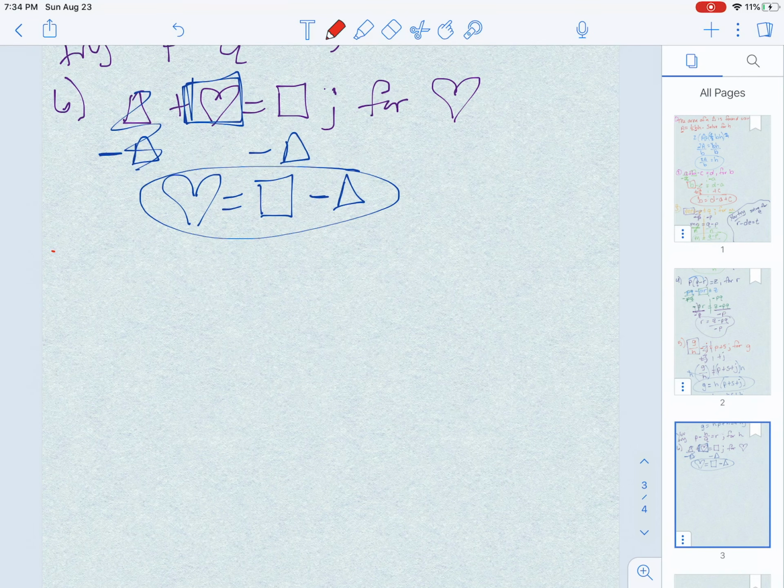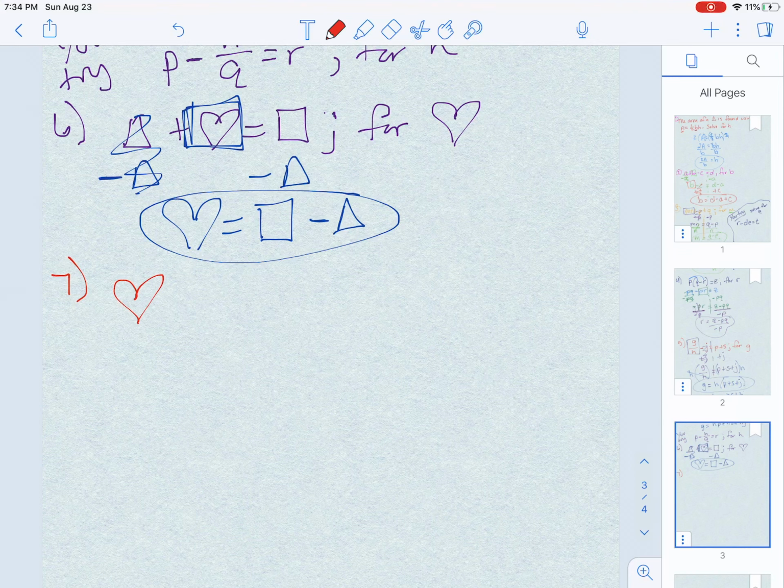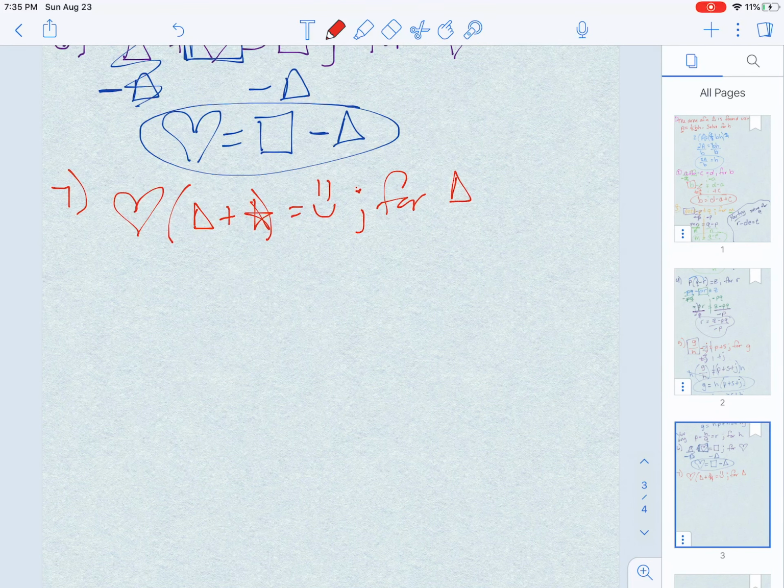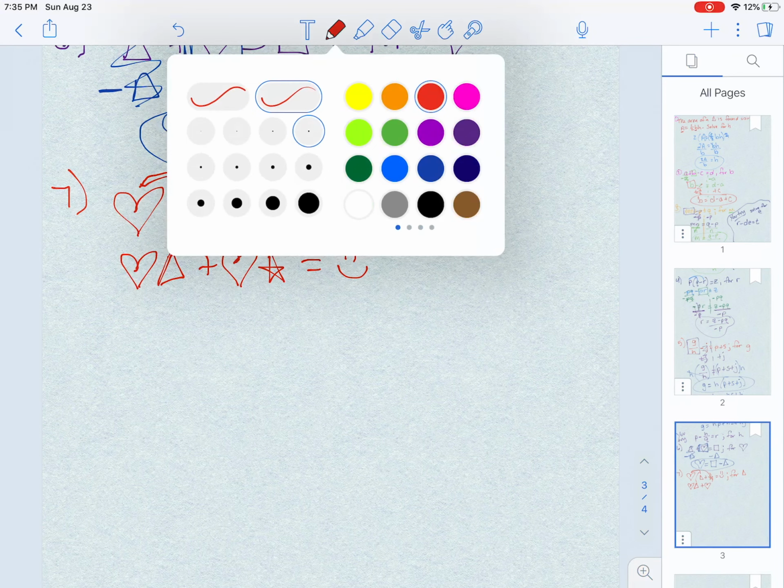Let's try another one. Let's try heart, open your parentheses, triangle plus star, close them, equals smile. And we're going to do it for the triangle this time. So anytime we have those parentheses, what do we look to do? We look to distribute. So we're going to take that heart and distribute it. Those aren't numbers, you can't put them together, so they're multiplying together. We're just going to write them next to each other. So heart triangle plus, then take your heart to the star. So we have heart times star equals the smile.